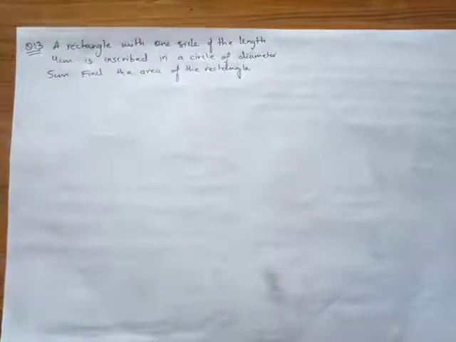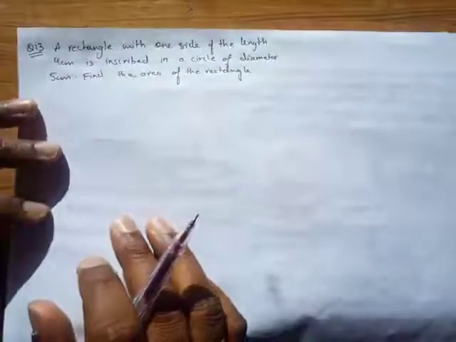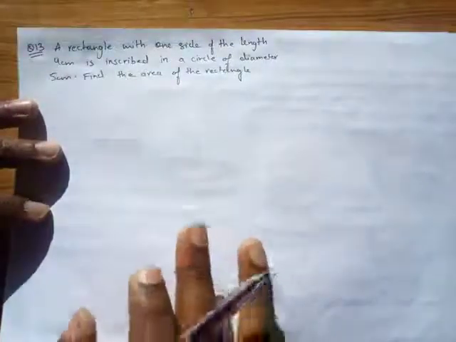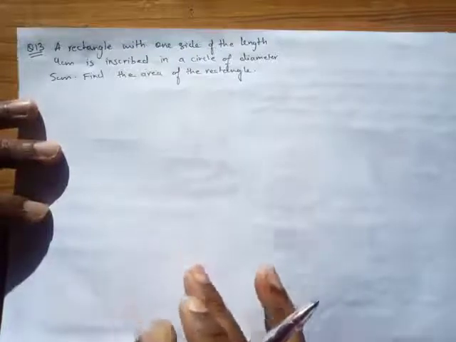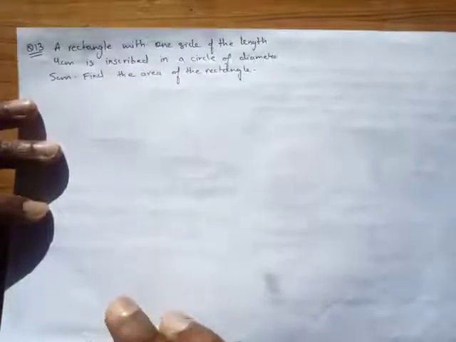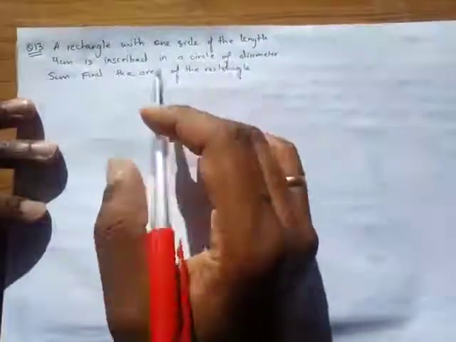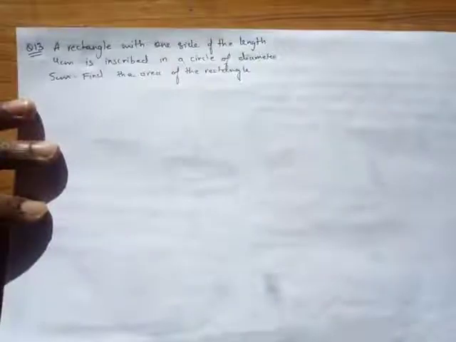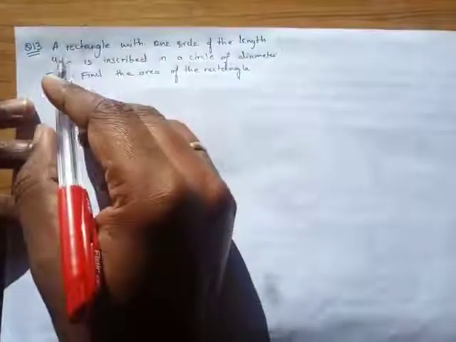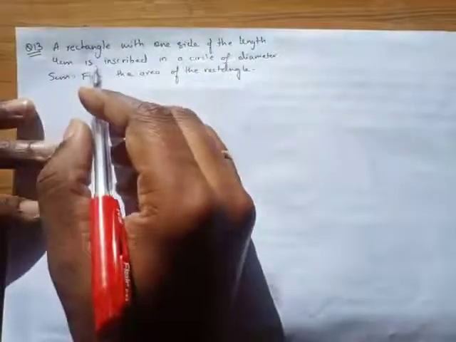Let's read question number 13. A rectangle with one side of length 4 cm is inscribed. Again the word inscribed came. Whenever the word inscribed comes, it means the rectangle or triangle is inside the circle. Okay, in a circle of diameter 5 cm. So I'll see what to do. A rectangle with one side of the length 4 cm.